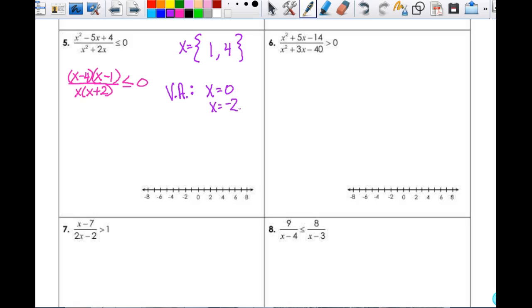Awesome. So here, I would say these as well. 0 and 1 are really close to each other, so I'm not using this number line. I'm going to make my own. And then on here, I'm going to put -2, 0, and 4. Open or closed circle? -2, open. 0, open. 1, closed. 4, closed.